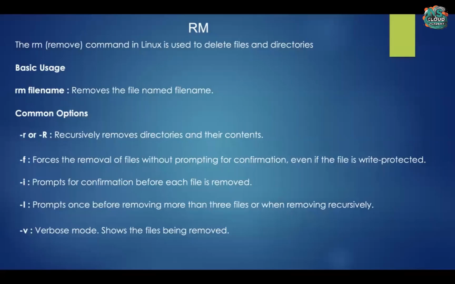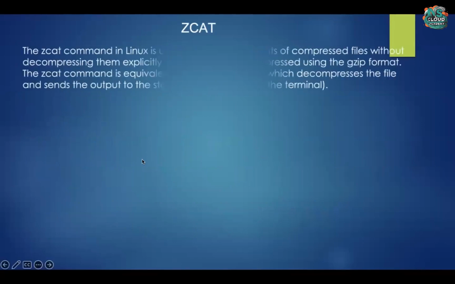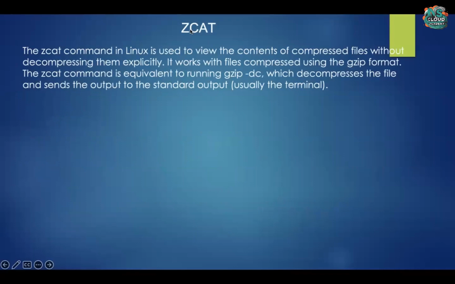Great. So the next command is ZCAT. So what is basically ZCAT? I hope you are able to understand. We just went through the cat command, right? Now it is showing the ZCAT. So ZCAT, you can say, is zipcat, right?